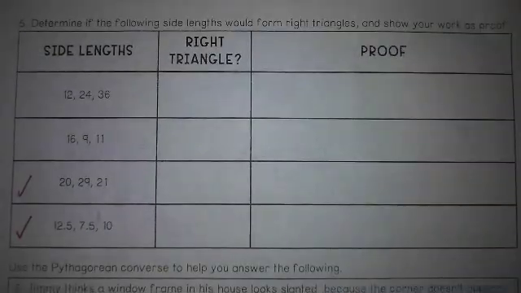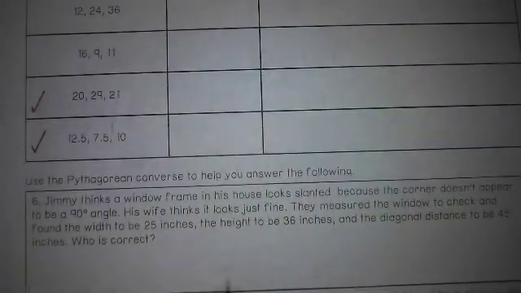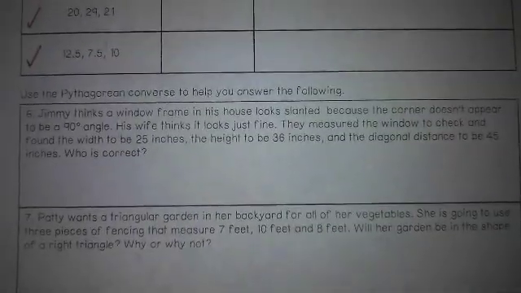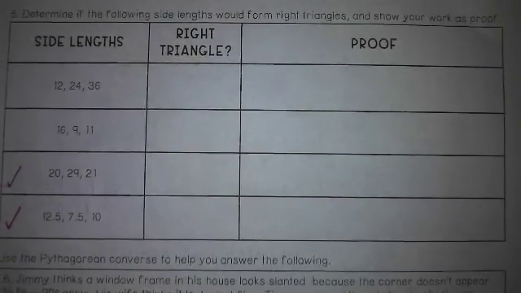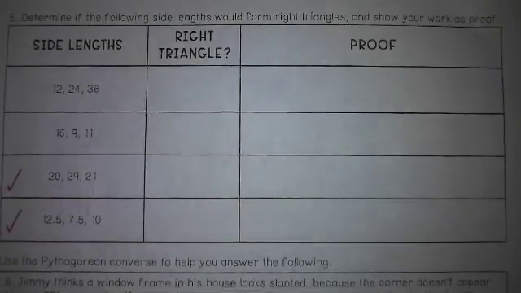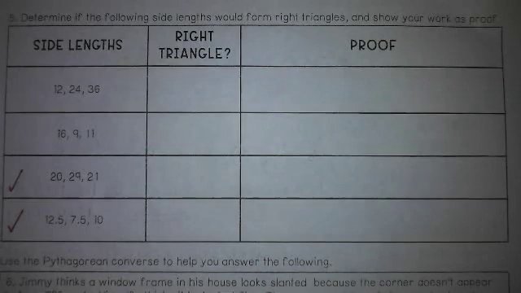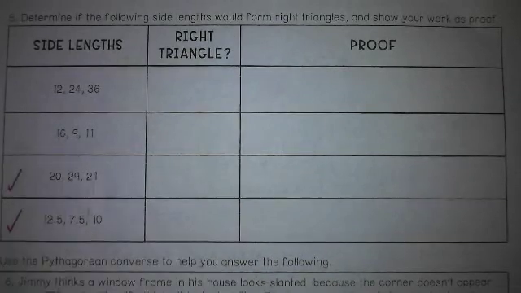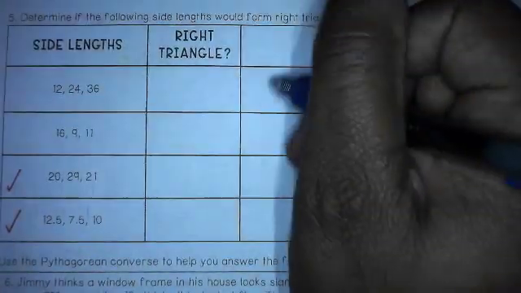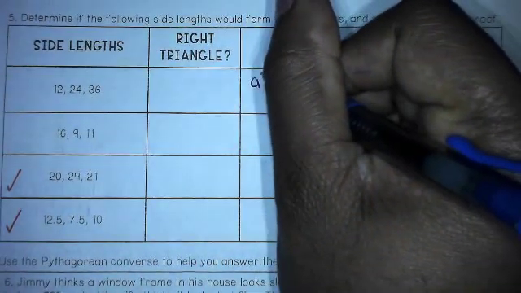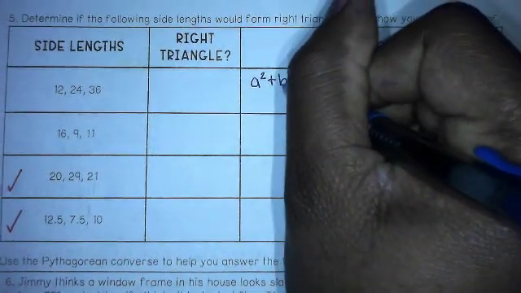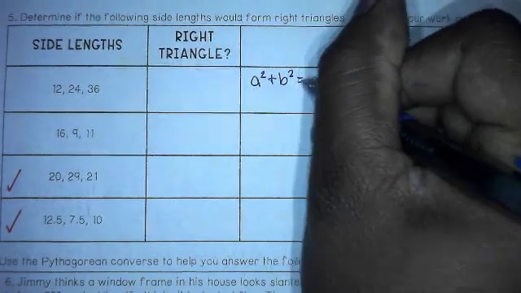So, I'm going to do the first 2, you're going to do the second 2 by yourself, and then I'm going to do number 6, and you're going to do 7 and 8 by yourselves. Okay? Let's do the first one, number 5. 12, 24, and 36. So, let's do A squared plus B squared equals C squared.